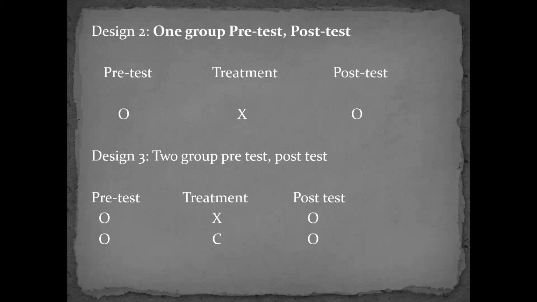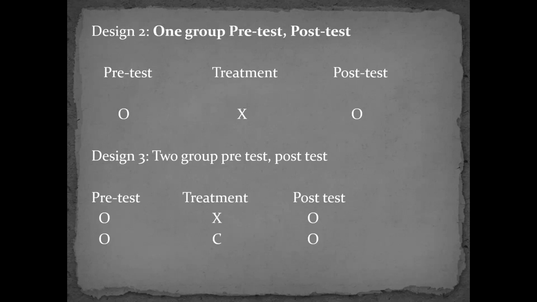Design number 2: sir, I have only one group. All the students in my class participated. What can I do? You can use this design. In my class, all the students participate in the innovation. So you conduct a pre-test, you conduct a post-test, and you compare the pre-test and post-test. If there is an improvement, then you can say that the method is effective.